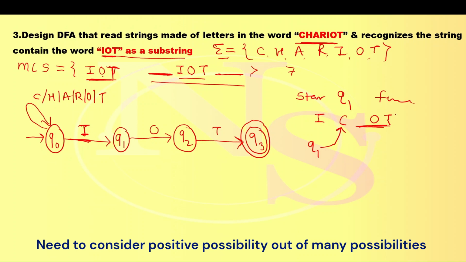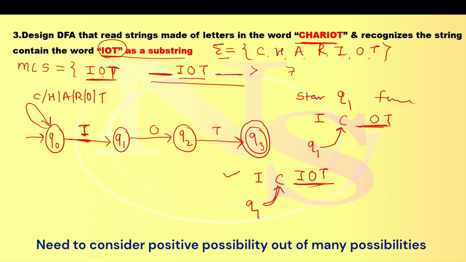But if any valid string is coming, for example, I'm writing the same string here, I, C, and Q1 is trying to find transition for C. After C, anything may come, but I need to consider the positive possible case. What is that? Out of those many possibilities, if IOT is coming, it should get accepted. It means this complete string should get accepted because it contains IOT as a substring.